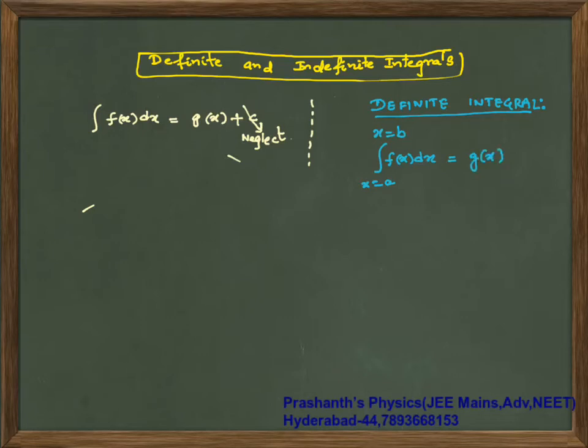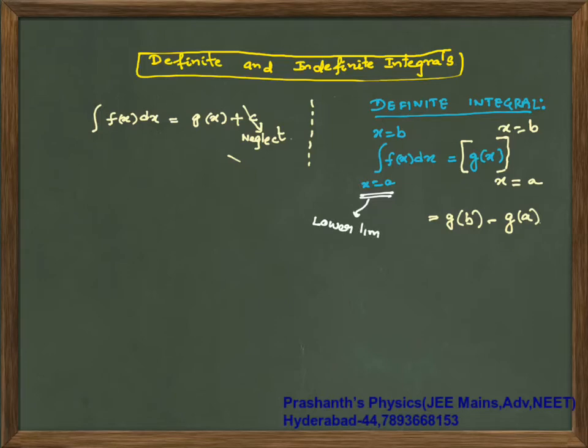You will follow the same procedure in calculation, but from x equal to a to x equal to b you will substitute the limits, and whatever answer you get, you take upper limit minus lower limit once. Now, in a definite integral, this part is called the lower limit and this part is called the upper limit.